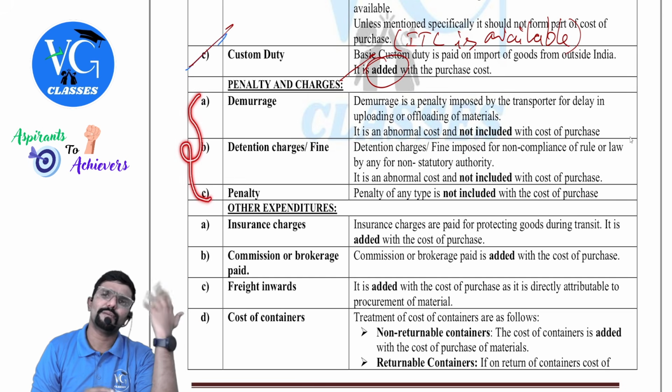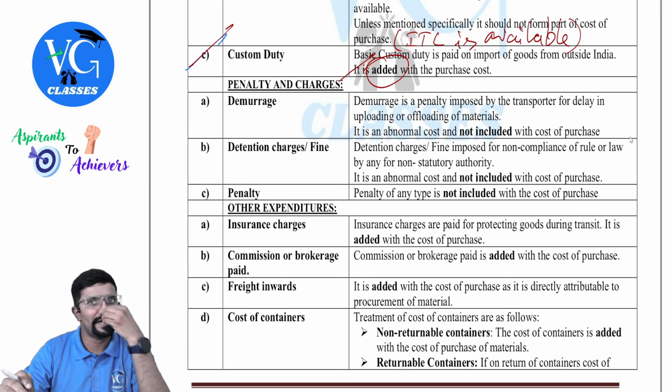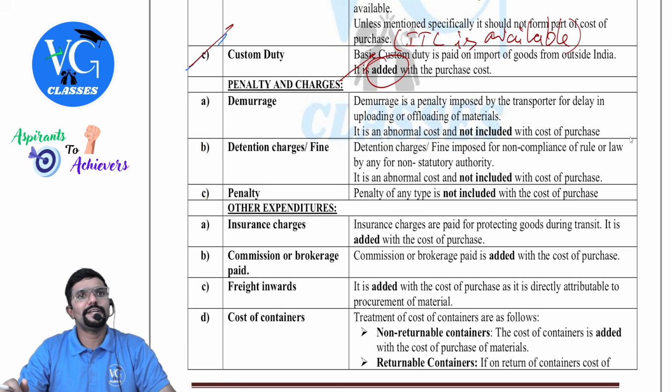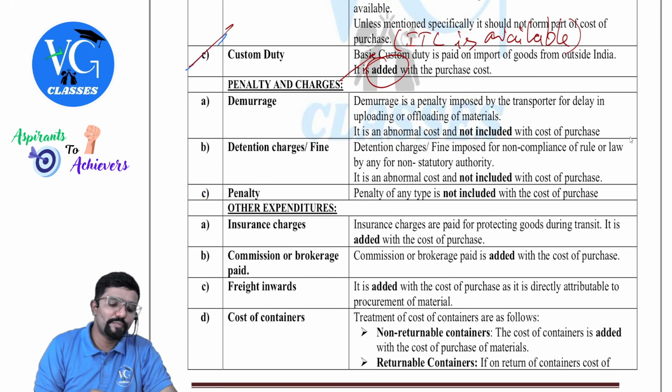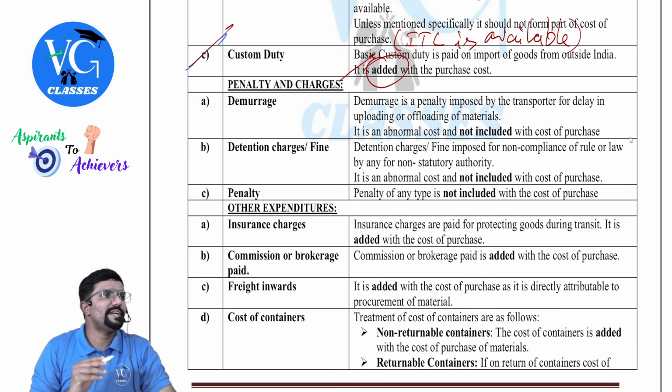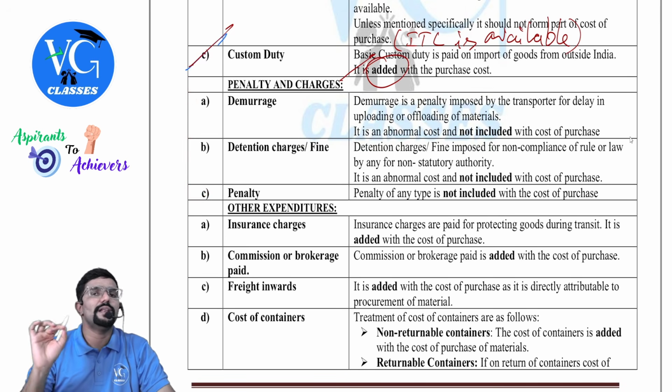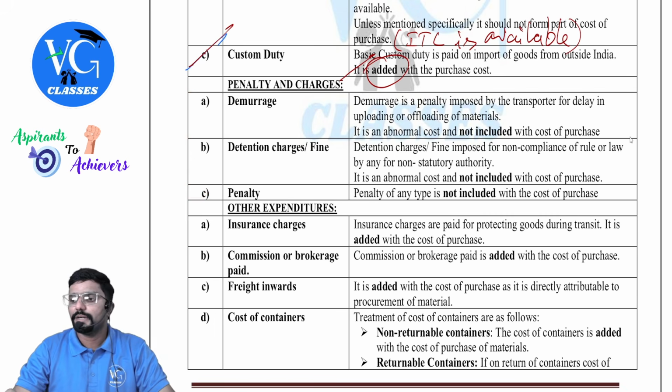What do we do with it? Separately debit it to costing P&L account. You can put a flower bracket and write: debit to costing P&L account.